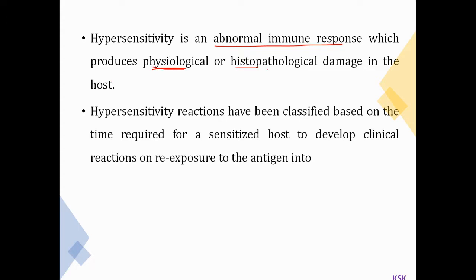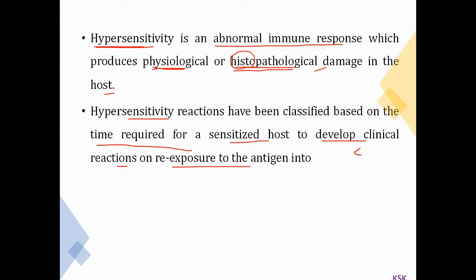If physiological damage occurs, or if histopathological damage occurs to the tissues because of pathological conditions in the host, then it is known as hypersensitivity. And these hypersensitivity reactions have been classified based on the time required for a sensitized host to develop clinical reactions on re-exposure to the antigen.